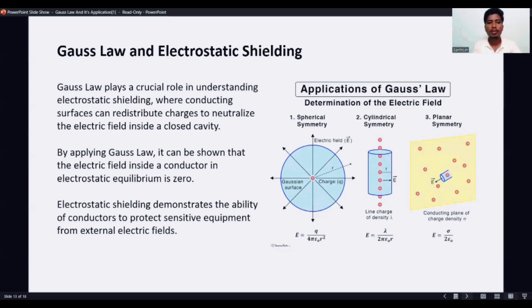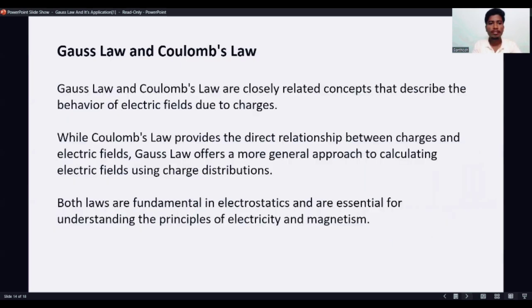And then, Gauss law and electrostatic shielding. Gauss law plays a crucial role in understanding electrostatic shielding, where conducting surfaces can redistribute charges to neutralize the electric field inside a closed cavity. By applying Gauss law, it can be shown that the electric field inside a conductor in electrostatic equilibrium is zero. And electrostatic shielding demonstrates the ability of conductors to protect sensitive equipment from external electric fields.